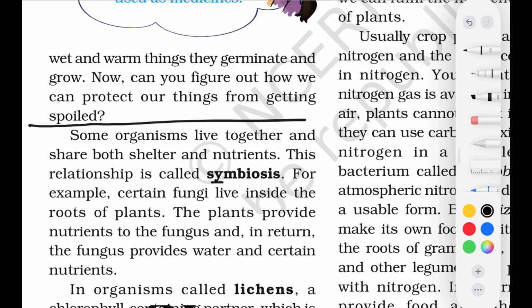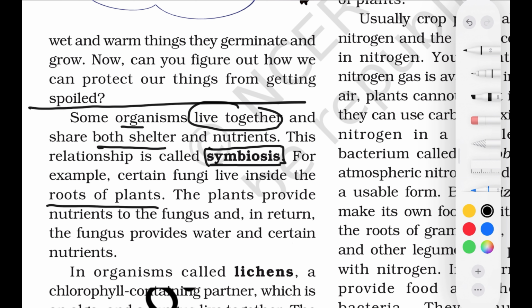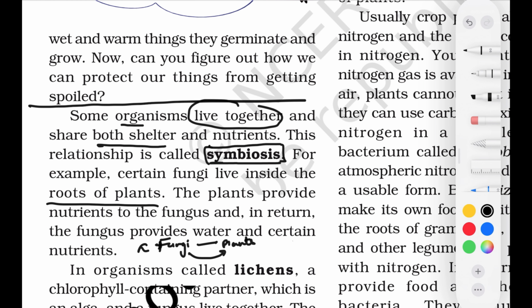So now the last relationship that we are going to discuss is symbiosis. Some organisms live together, and they share both shelter and nutrients. Let's take an example of a relationship between fungi and plants. Fungi and plants are dependent on each other. Fungi get nutrients from the plants because fungi are not able to make their food. Plants provide nutrients to the fungus, and in return, the fungus provides water and certain nutrients to the plant. Fungi are able to absorb water from the soil.